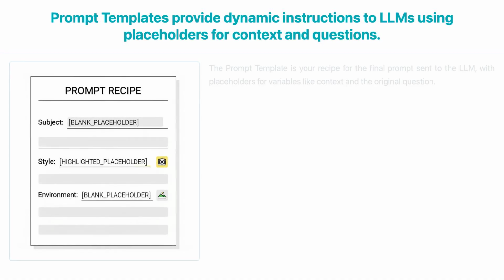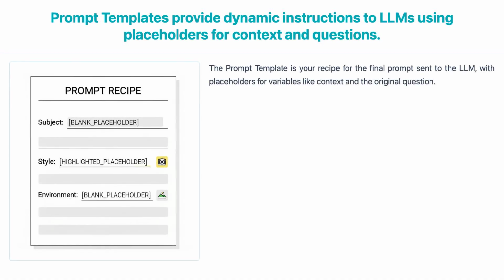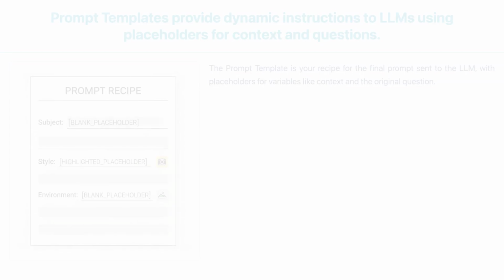Now for the most important component, the prompt template. This is your recipe for the final prompt sent to the LLM. It's a string with placeholders for variables that get filled in dynamically, like the retrieved context and the user's original question. The prompt template is where you instruct the LLM exactly how to use the information you're providing. Think of it as writing clear instructions for a very capable but literal assistant.